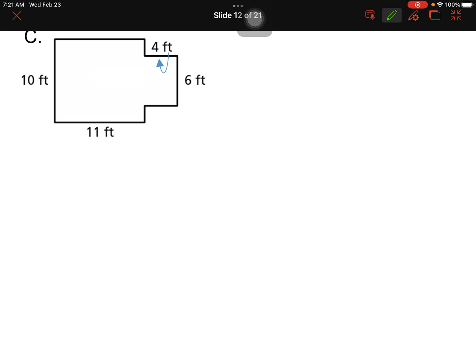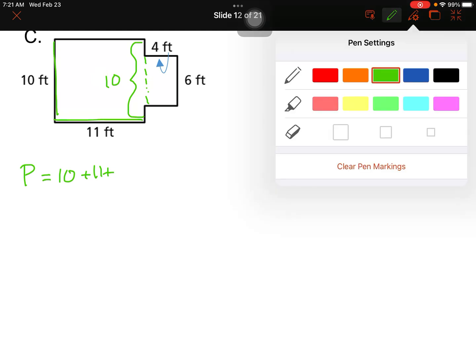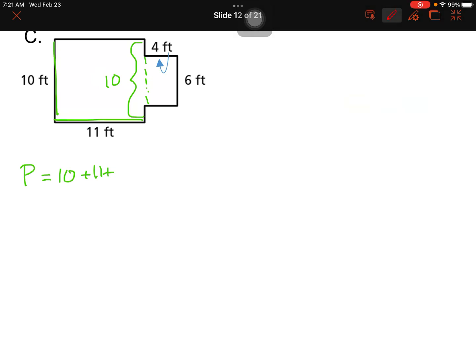So let's do perimeter first once again. And so I'm going to, if I started tracing, I'd go 10 plus 11. Now we get to this little part, and we need to figure out that little part. So to figure out that little part, this whole distance would be the same as the other side, which is 10. If I drew a dotted line right down here, well, that distance right there, if this is 6, then this would also be 6.